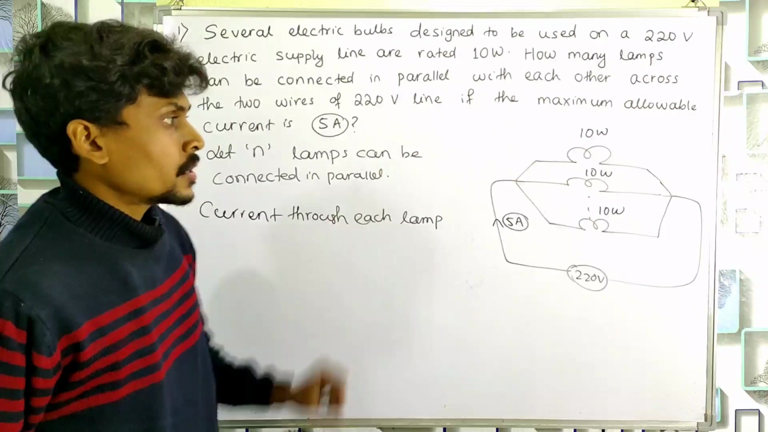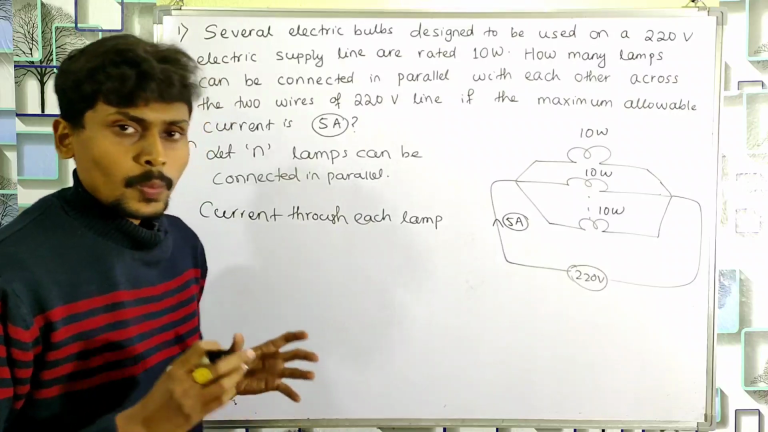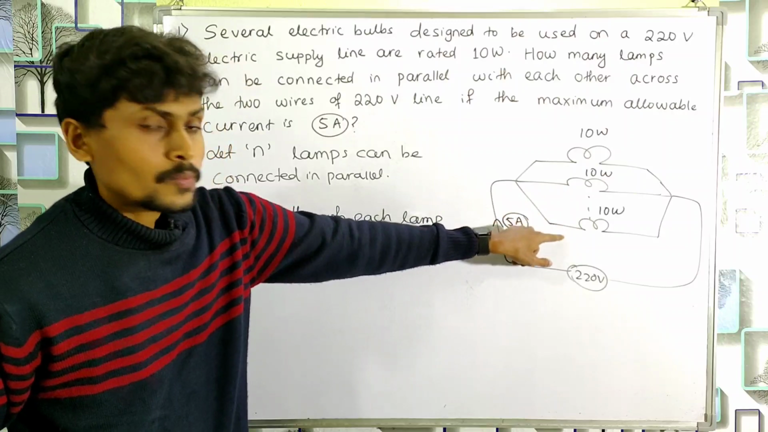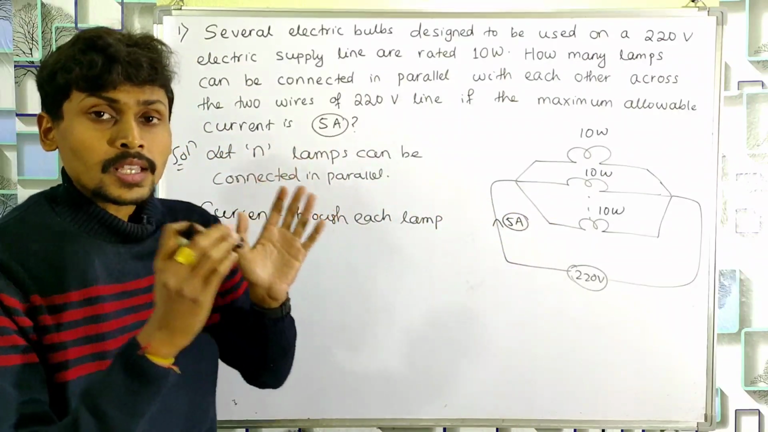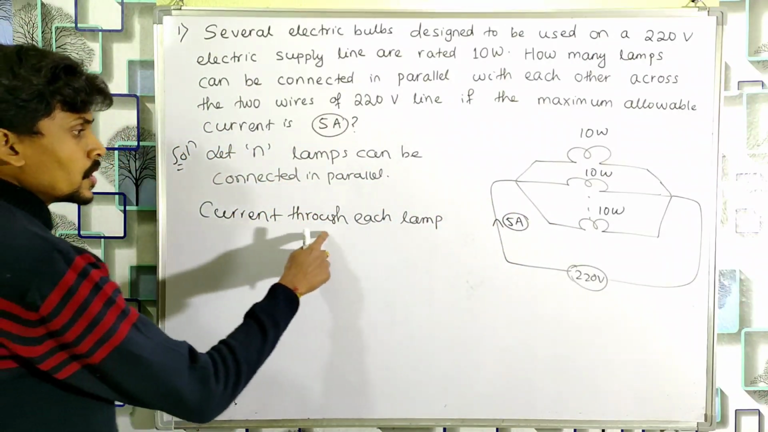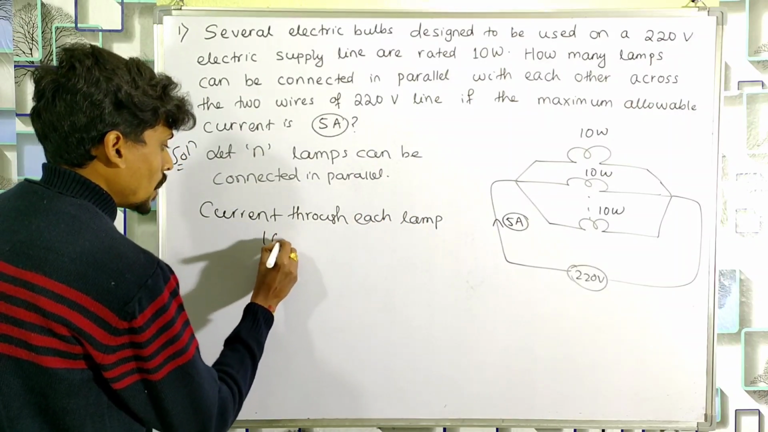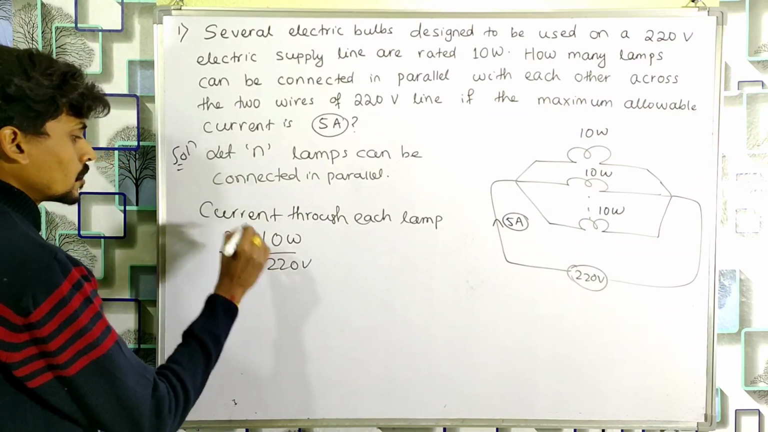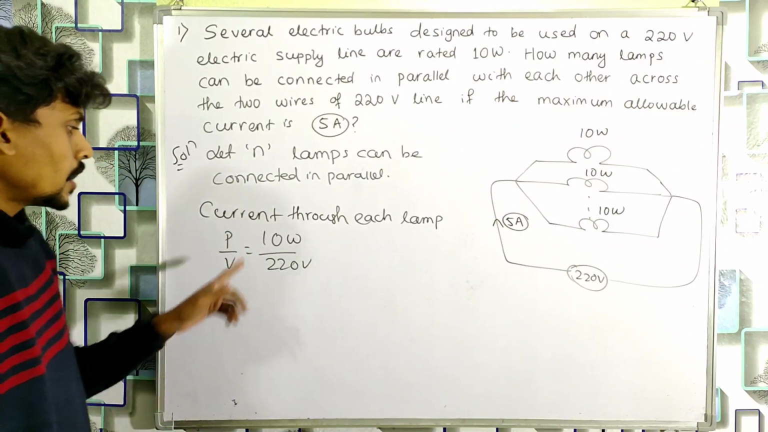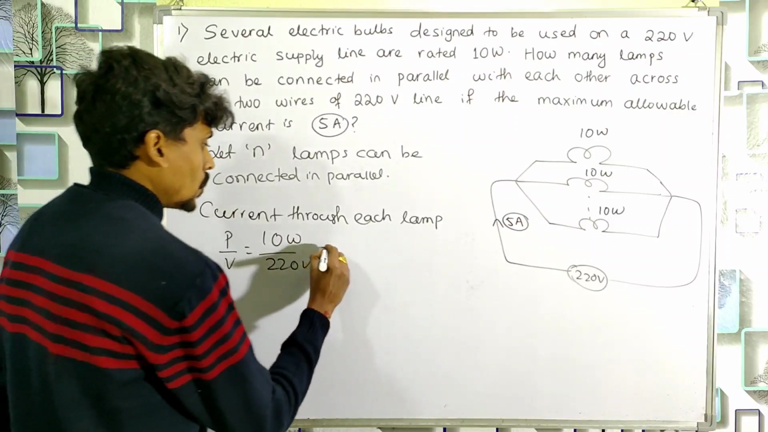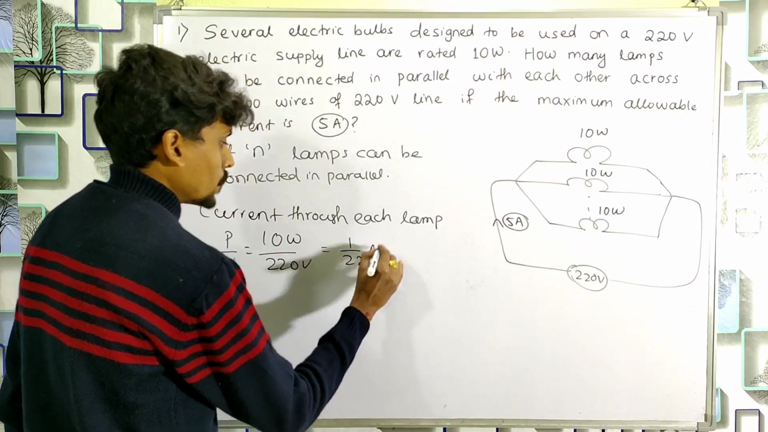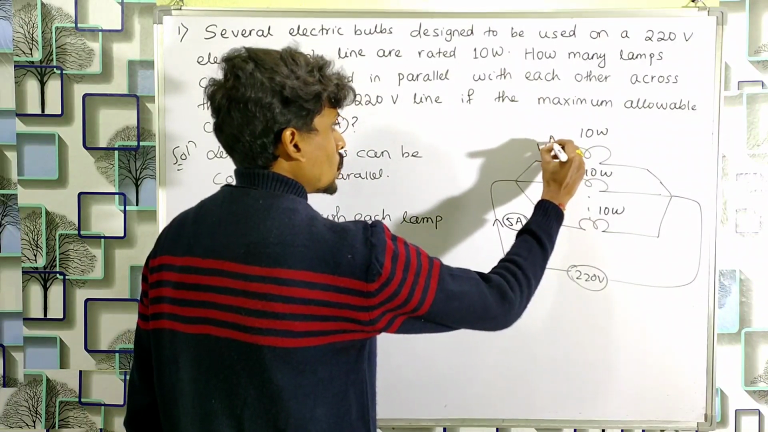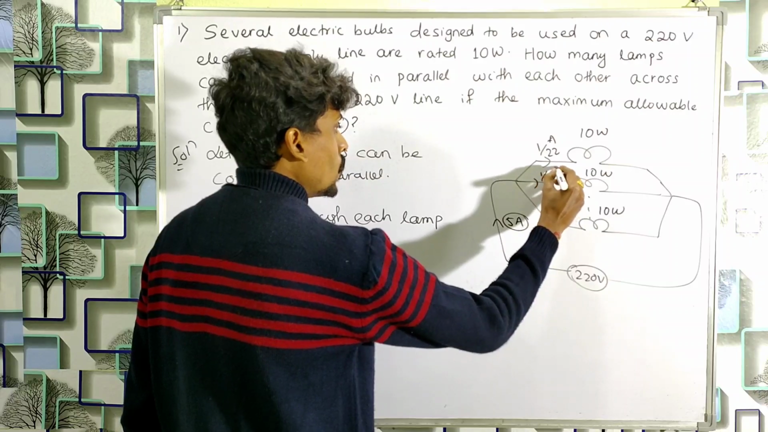How do we calculate the current through each lamp? We know P equal to VI, so I will be P by V, and all the lamps have the same power and the same voltage across them. So the current through each lamp will be 10 watt by 220 volt. P by V, 10 watt by 220 volt, that is equal to 1 by 22 ampere. Is that clear? So in each lamp, a current of 1 by 22 ampere will flow.